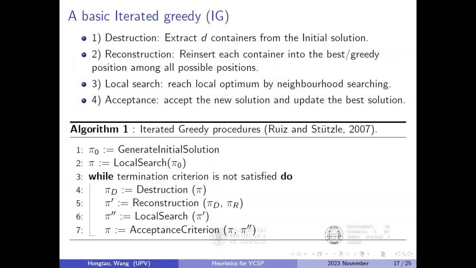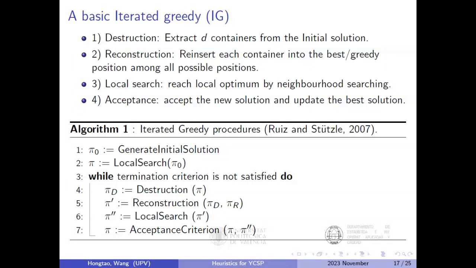And it's a very easy method. We have four operators: destruction, reconstruction, local search, and acceptance criteria. At the first time, we should generate our initial solution. And here, actually, we use our GRASP method to generate our initial solution. We just generate one, not a lot. And we start with our GRASP solution, and we do a local search.